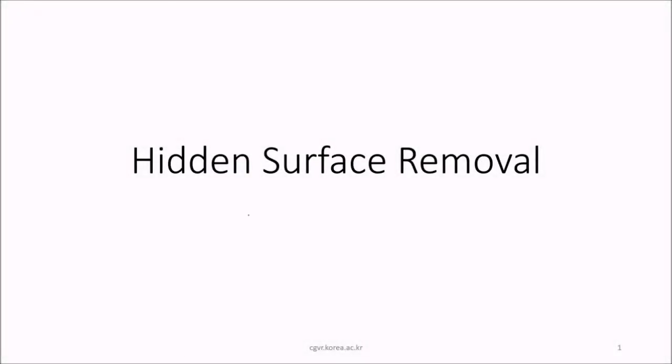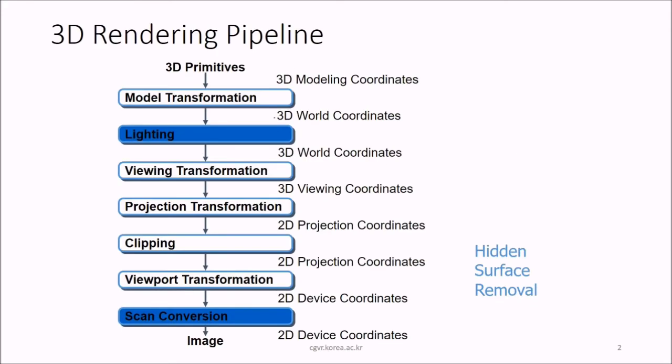Let us see an overview of hidden surface removal in computer graphics. So this is the whole 3D rendering pipeline from 3D primitives to the image. That is, you are taking 3D into 2D with all these things and making it realistic, the 3D on a 2D platform.